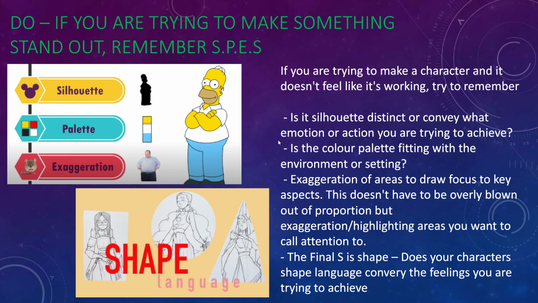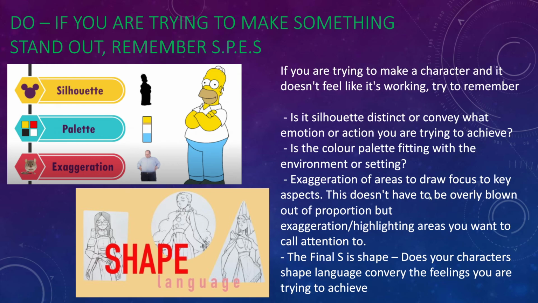So just think, if you think your character doesn't look right, is the silhouette distinct, or does it convey what emotions or actions you're trying to achieve? You can tell by the silhouette he's kind of relaxed. He's not aggressive. It's not a very forward-facing stance. He's leaning back. He's kind of chill, which is sort of the character. He's a lovable oaf.